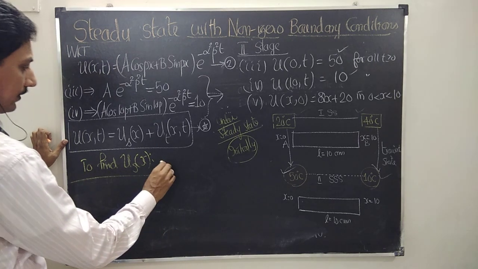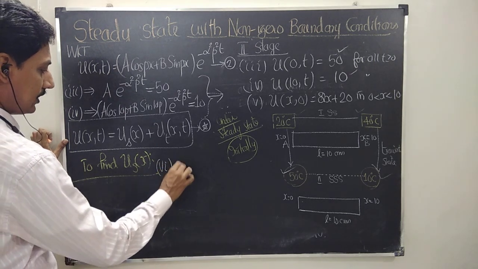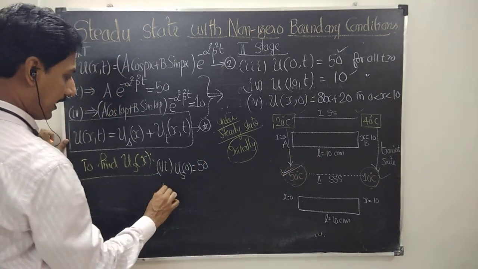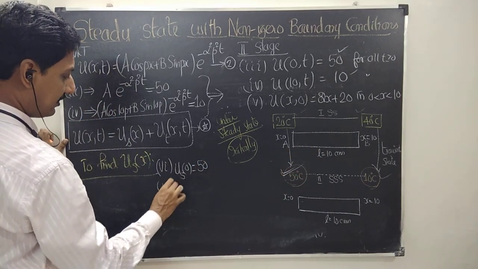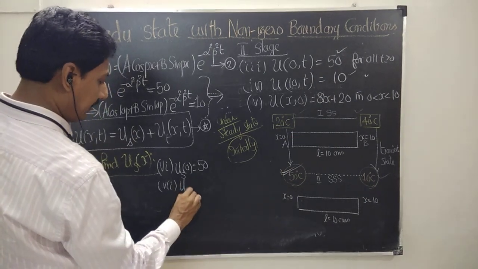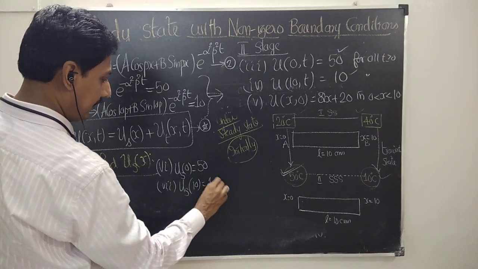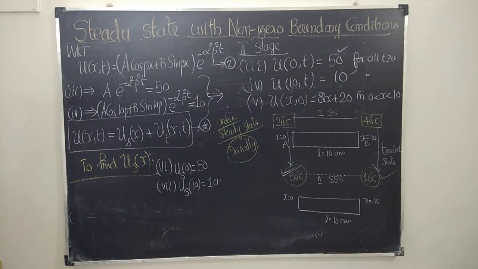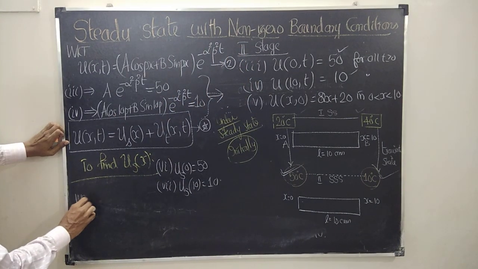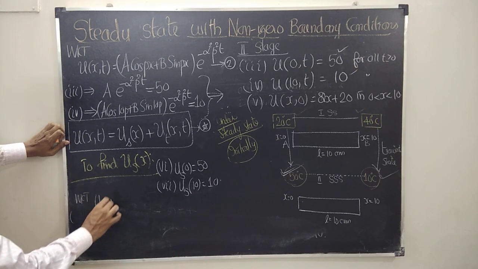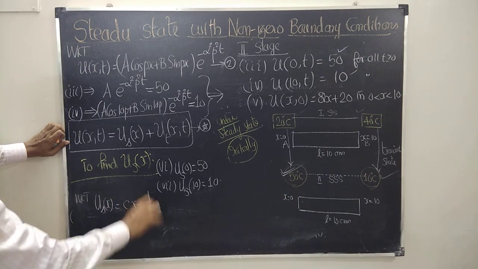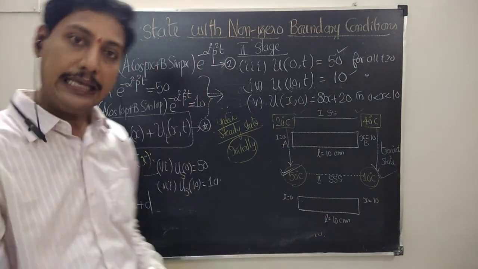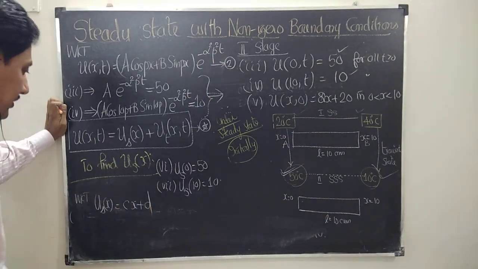So boundary condition number 6 is us of 0, when x equal to 0, the temperature is 50, and condition 7 is us of 10 equal to 10. So there are two more boundary conditions, we have 50 and 10. As we know, the steady state solution us of x is cx plus d, because already I used ax plus b for the first stage of the initial state. So this time I go for cx plus d.